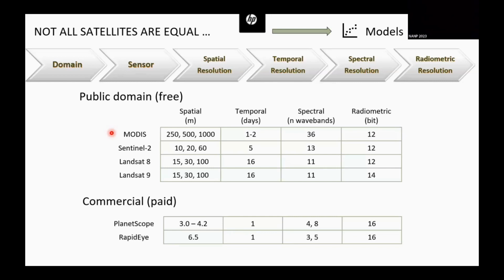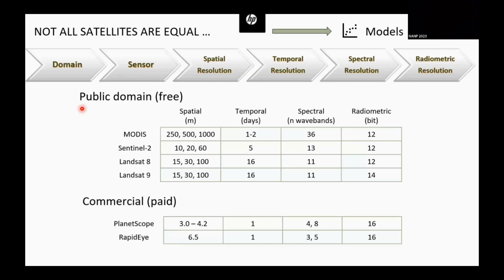The satellites also differ from each other based on the sensors that they carry. The sensors can be passive sensors, which depend on the sun's radiation. These are the optical sensors that I've been talking about in this presentation. But the sensors can also be active sensors. They have their own source of radiation power. The most used are radar or LiDAR sensors.